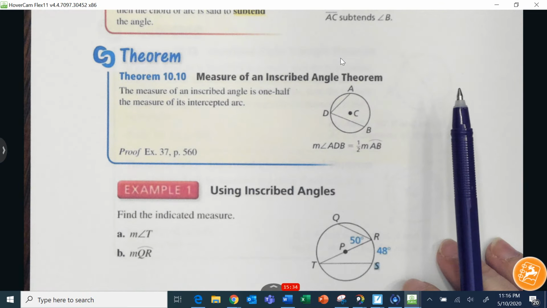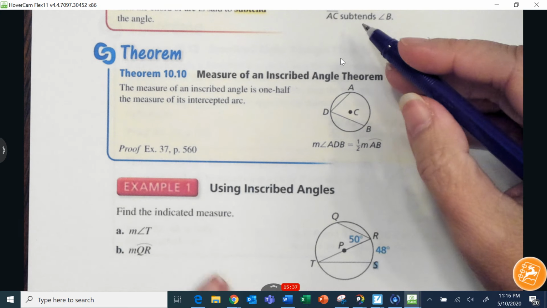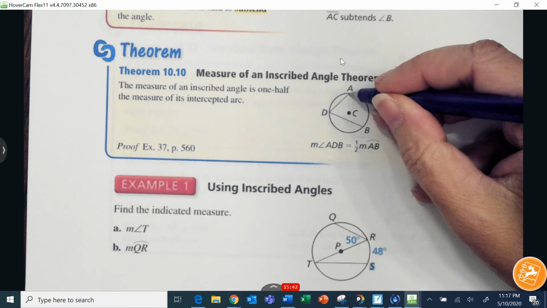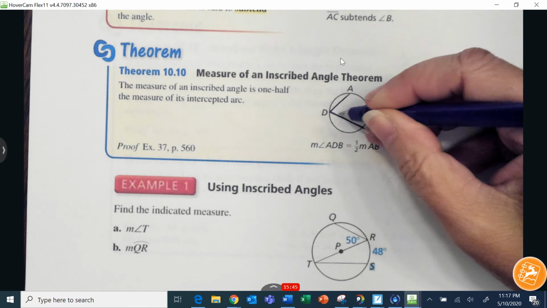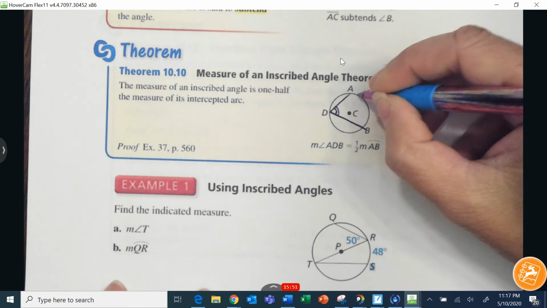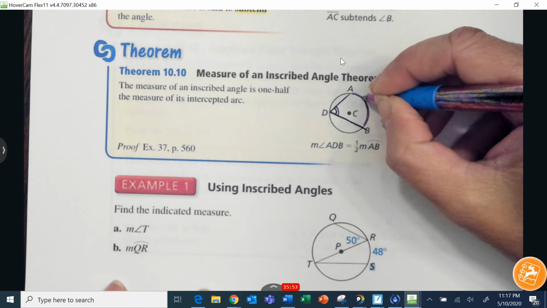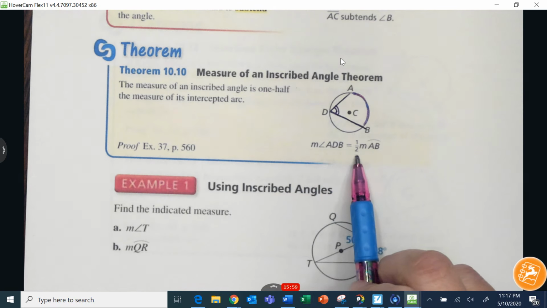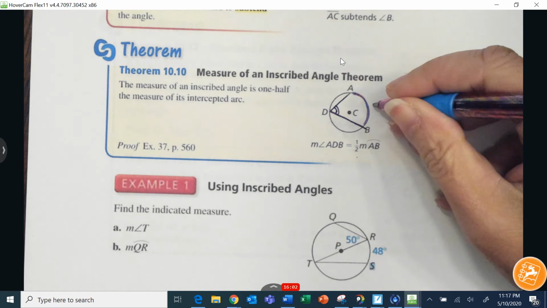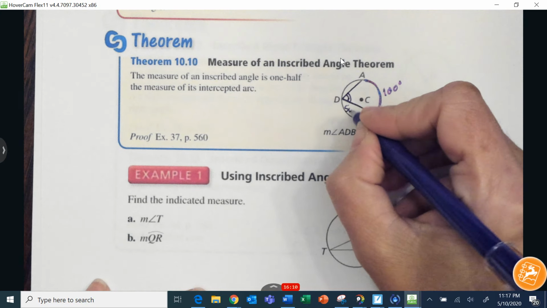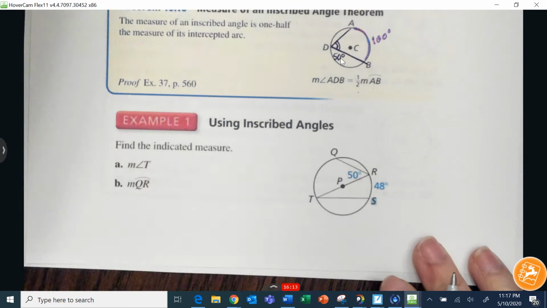So our theorem that you would use on your assignment is that when you have an inscribed angle, so we've got this angle ADB right here, that is 1/2 the measurement of the arc. So the measurement of angle ADB is half the measurement of the arc. So if the arc was 100 degrees, then the measurement of the angle would be 50 degrees. Half.